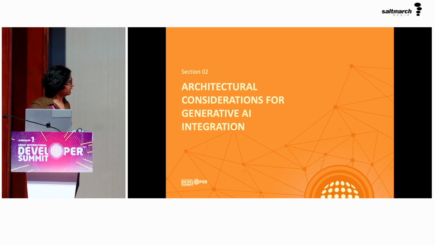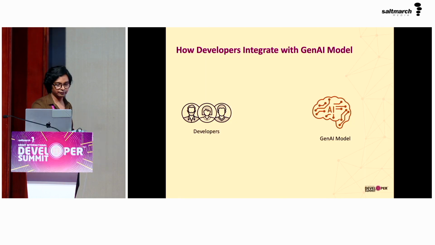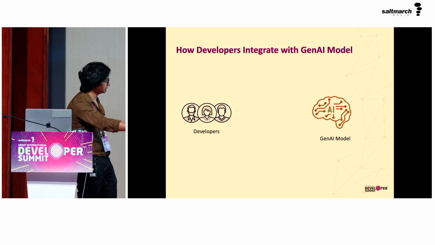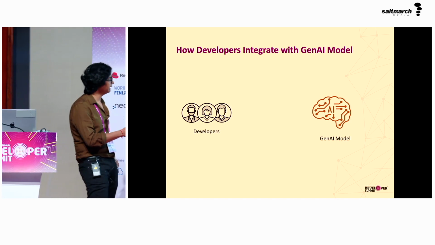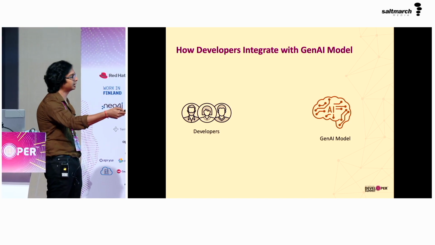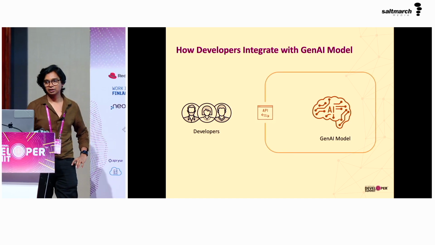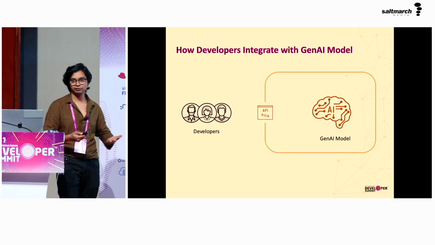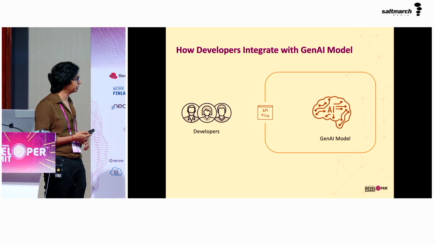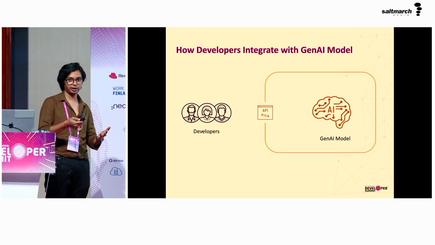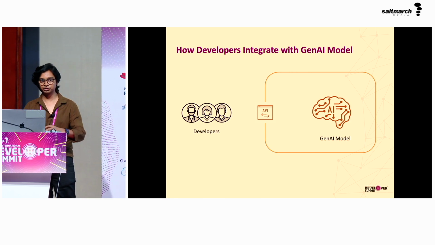So if you look at how developers currently integrate with the GenAI model, you have developers on one side and the GenAI model on the other. Typically, developers won't directly interact with the GenAI model. Rather, they might interact with a layer on top of it, maybe an API which is being given. You might have heard about or used the OpenAI API or Azure OpenAI API or Gemini API.